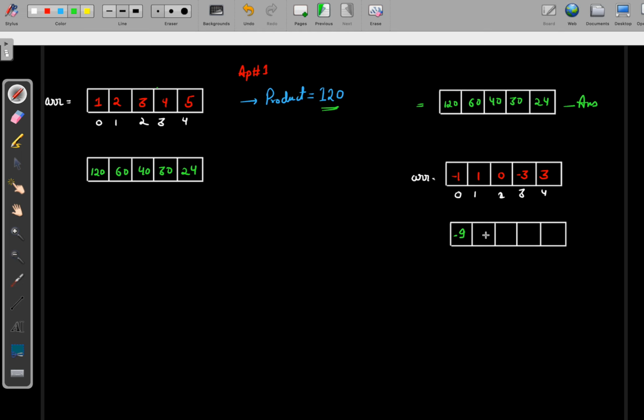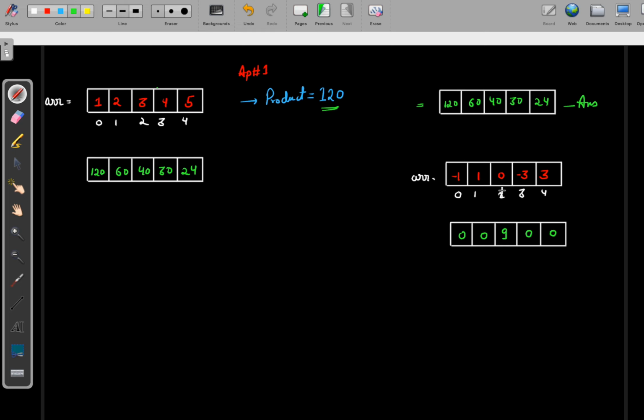Okay, and if I'm leaving this, the product of all the numbers will be plus 9. Sorry, here the product of all the numbers will be 0. Here the product of all the numbers will be 0. Here the product of all the numbers will be plus 9. Here again 0, here again 0, because 0 is also in the equation.